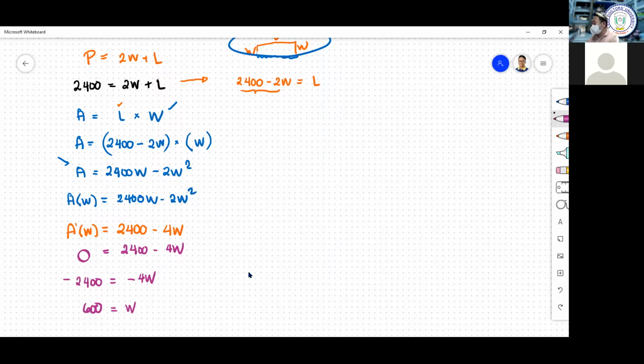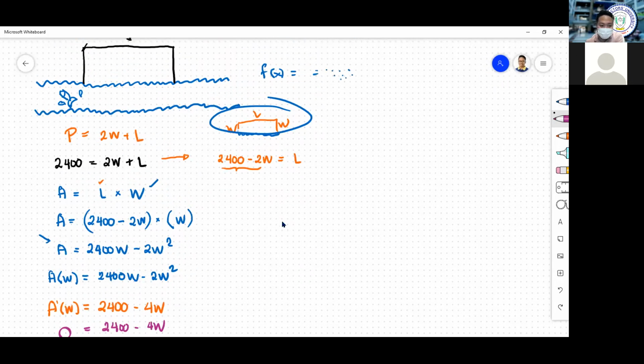So we already have a W. What do you think, is it the first derivative or the second derivative? I'm pretty sure I haven't covered the second derivative yet. Let me check. It's always the first derivative. Okay, it's the first derivative. We already have a W of 600. Now it would be easy for us to solve for L.